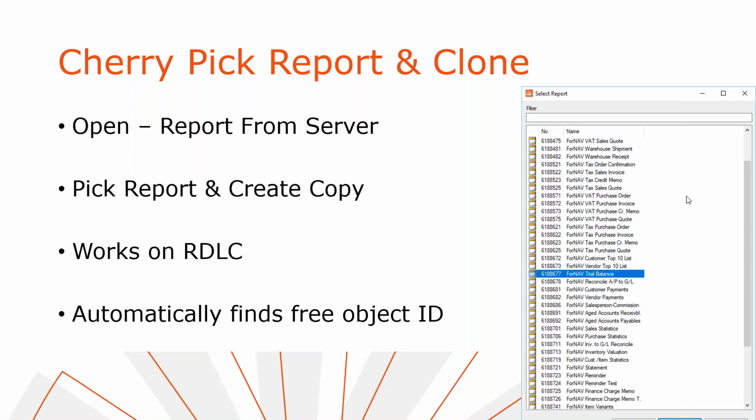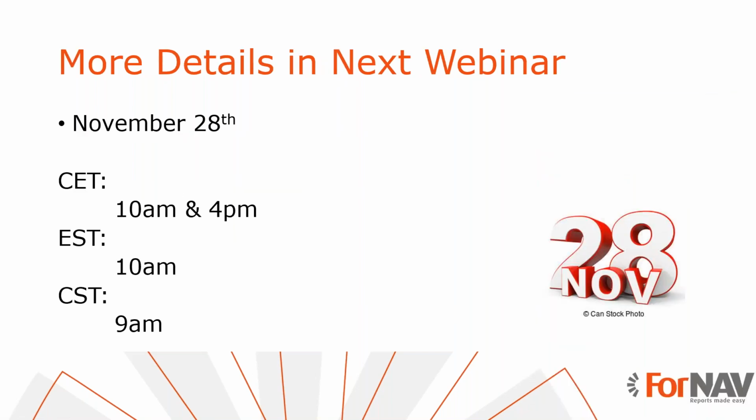It automatically finds a free object ID, so it doesn't stupidly start at 50,000. It just actually goes into your sandbox and it tries to find the first object ID which is available in your database.